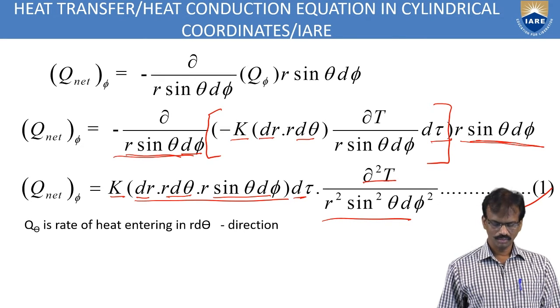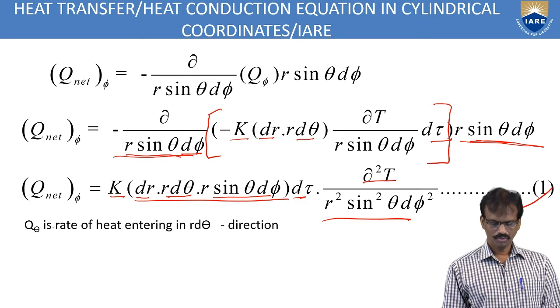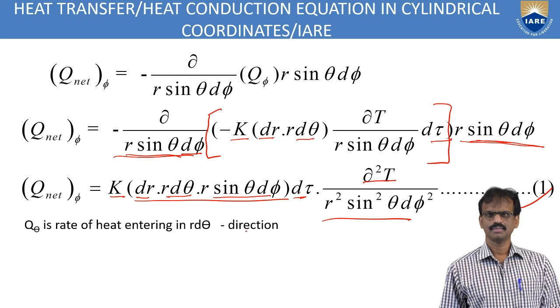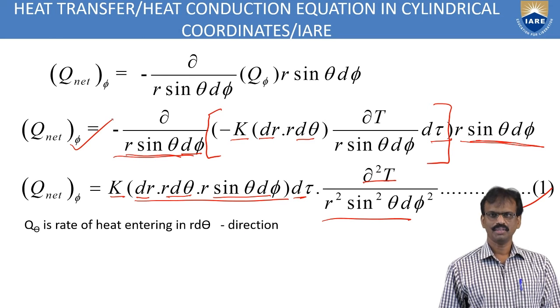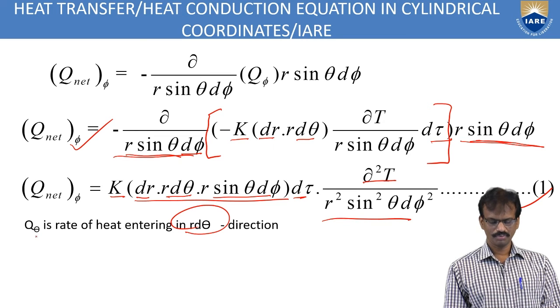So similarly, q theta is the rate of heat entering in r d theta. Okay, so q phi is completed. Now we will see with respect to r d theta. So that is the rate of heat entering that we will see. We will show that as q theta.